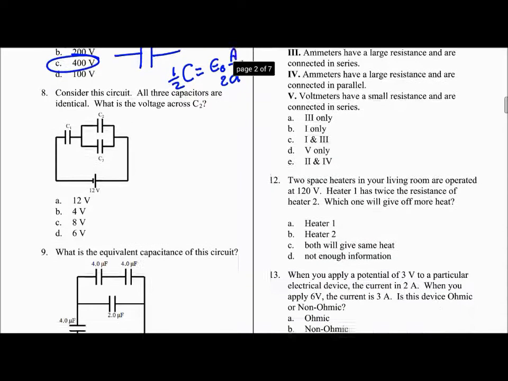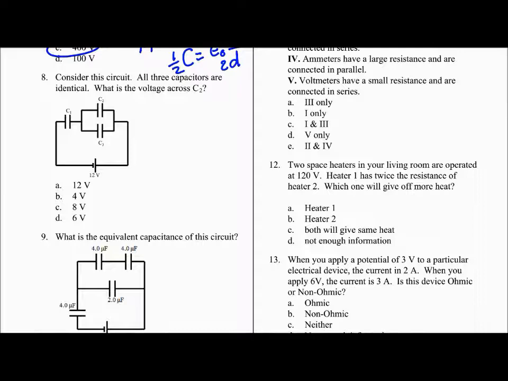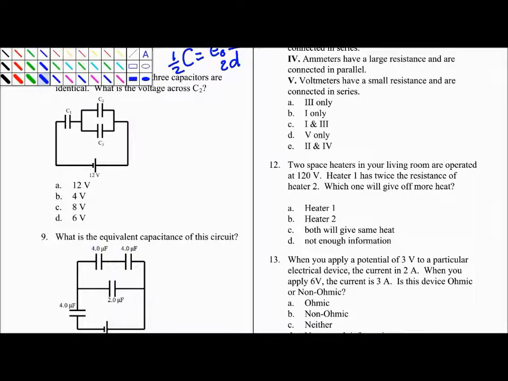Consider this circuit. All three capacitors are identical. What is the voltage across C2? Okay, well, these two give me a capacitance of 2C, assuming they're all the same, right? And then I would have a circuit that would look like this. One capacitor C, one capacitor 2C with 12 volts. And I'm asking, what is the voltage across here?